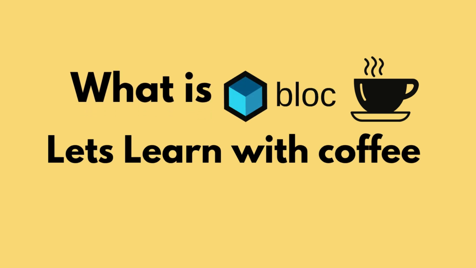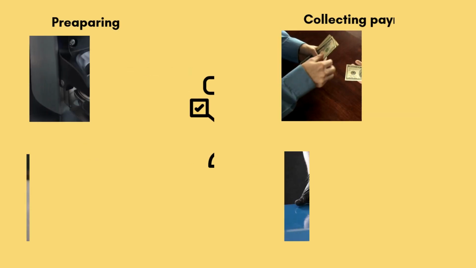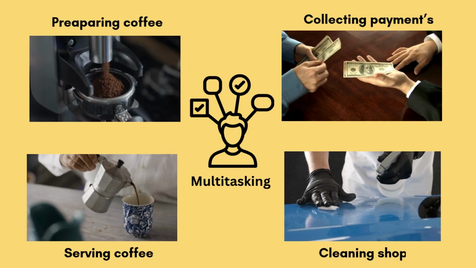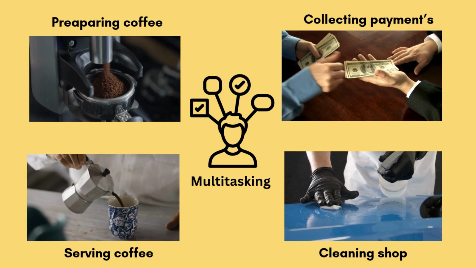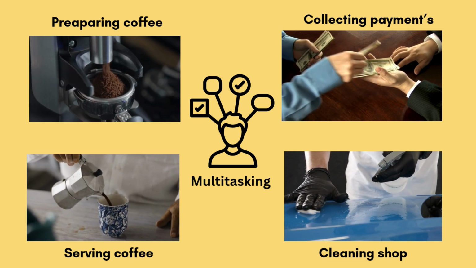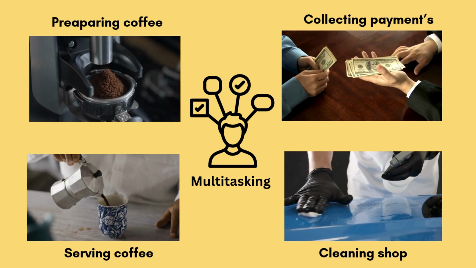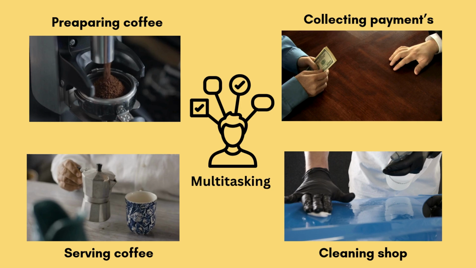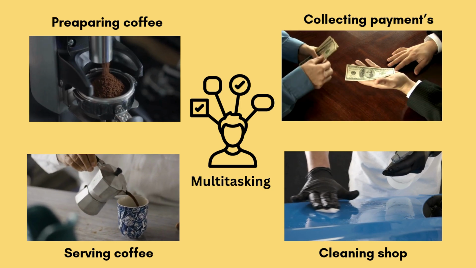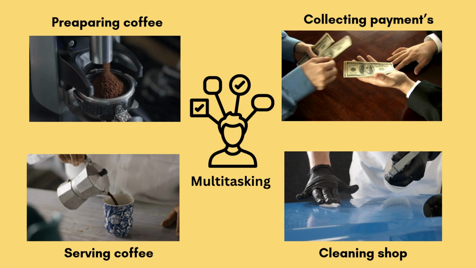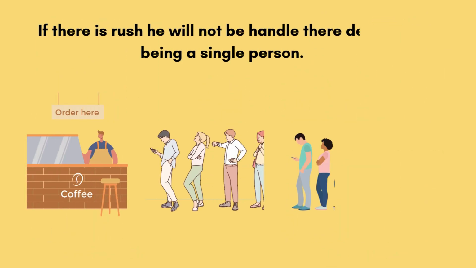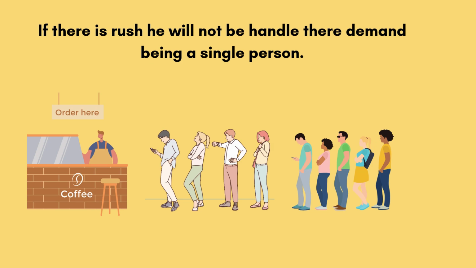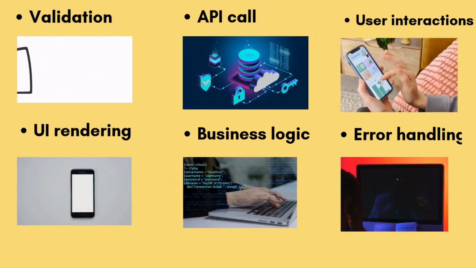Today we will discuss Bloc, but it is equally important to understand how our application performs without the use of a Bloc. So let's consider an actual scenario. Consider a user. He is a coffee shop owner and he owns a small shop. He does every work: he prepares coffee, he serves customers, he takes feedback from the users, he collects the payments, and he does all sorts of things. On some days, if there is a rush, he won't be able to cope with the demand as he's a single person doing all the things.